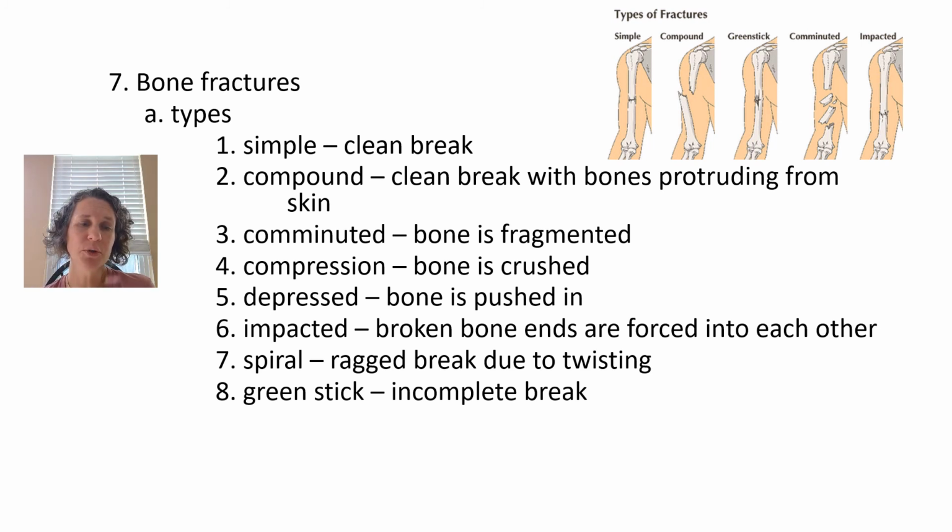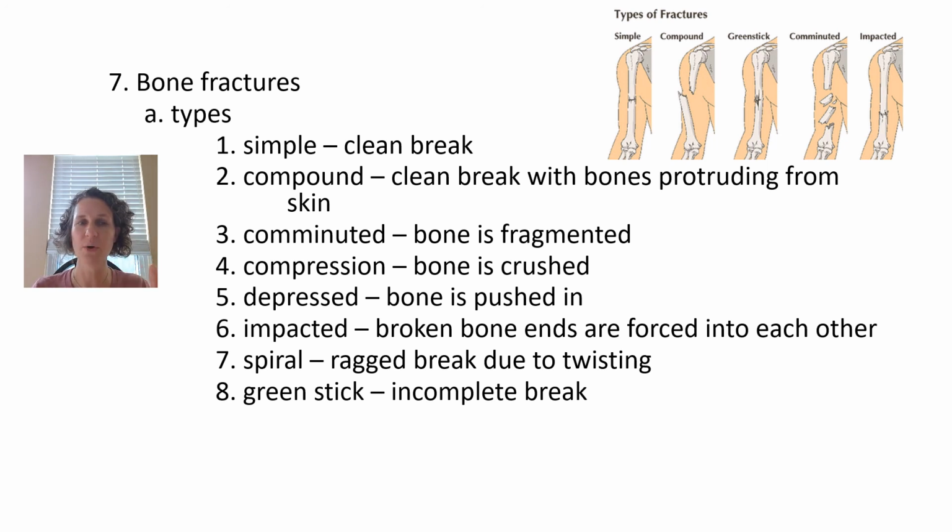A spiral break is kind of a ragged break due to twisting, and so the bone twists and breaks. And then finally the green stick, this is an incomplete break. You see this really often with younger children because their bones aren't quite hard enough. So it's just like, if you take a dry stick, it just snaps. If you take a green stick, you try and snap it, but it just kind of bends. And so that's where that green stick comes from.